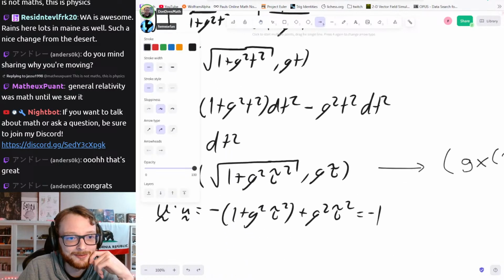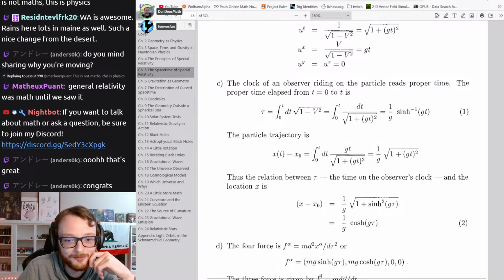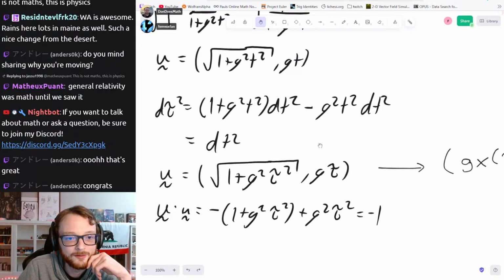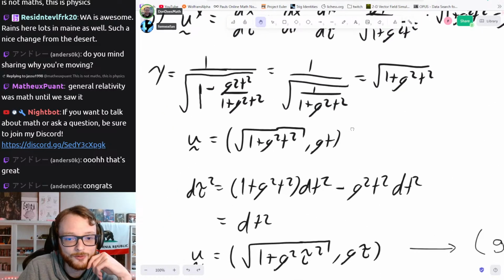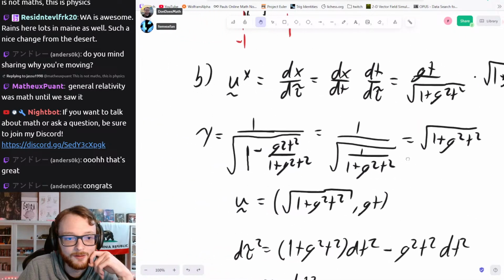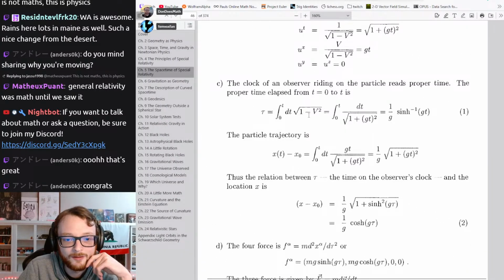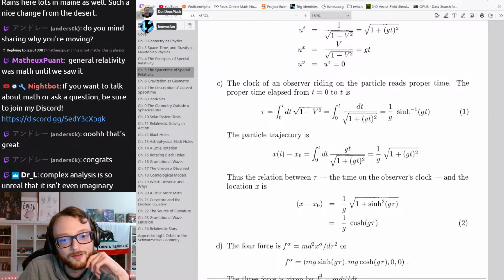How do we apply the... I'm still trying to figure out how exactly we use this tau equals integral dt formula. It's just whatever we got for gamma. I think it's really just gamma dt. Why did we get such a messy integral, though?